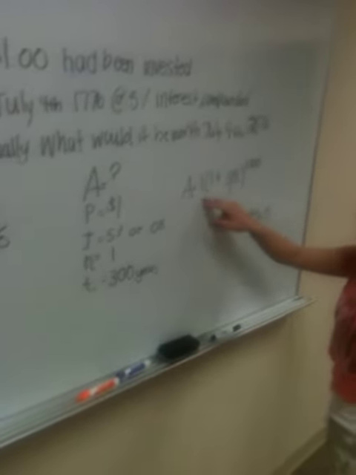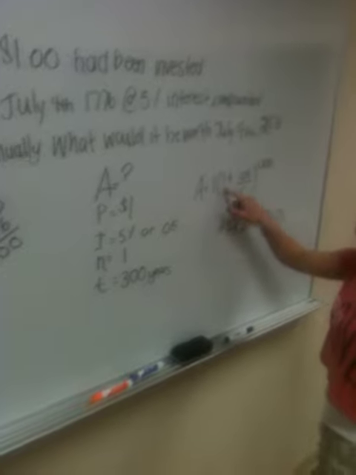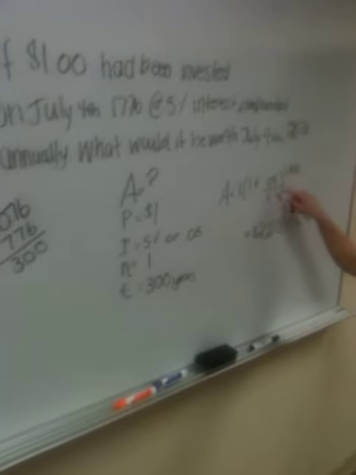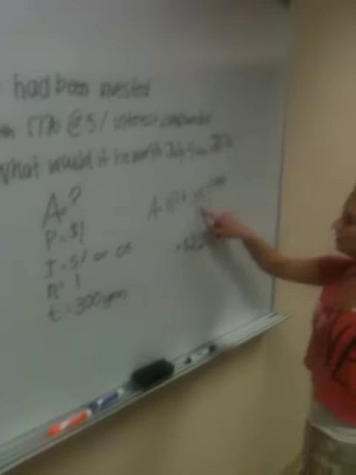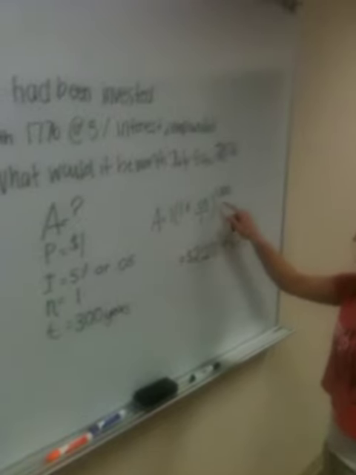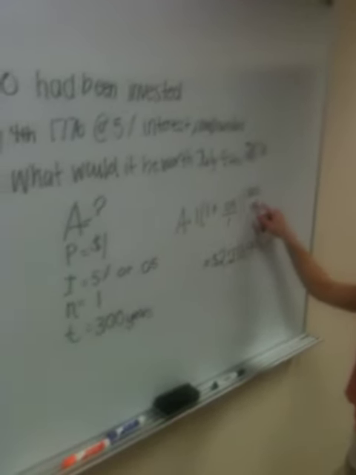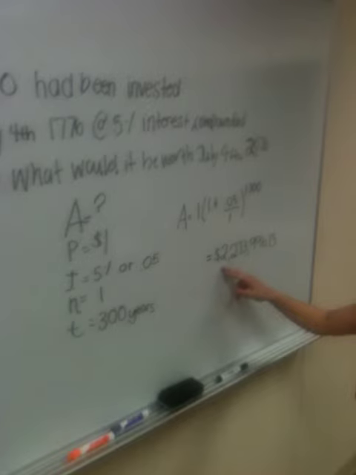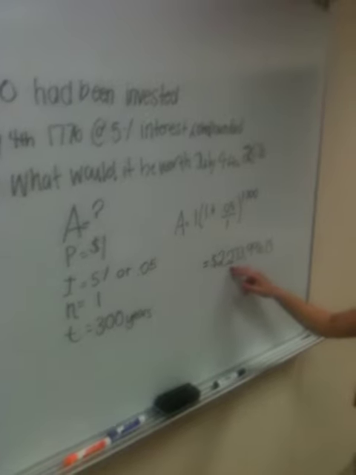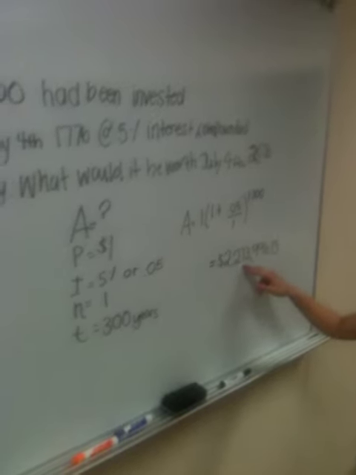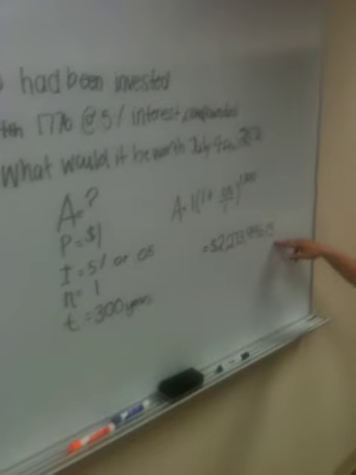So we use this formula, since we have $1, so then parentheses 1 plus the rate divided by 1, compounded annually, to the power of 1 times 300. And you get $2,202,773.96 and 13 cents.